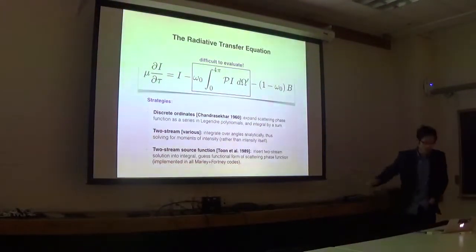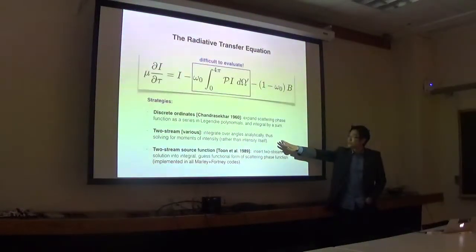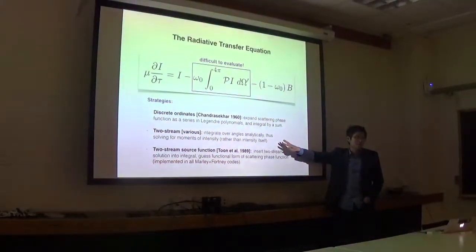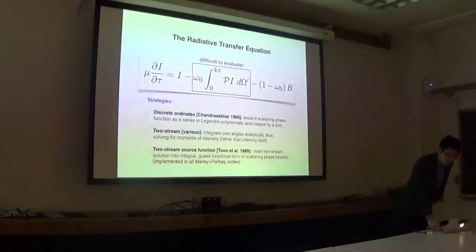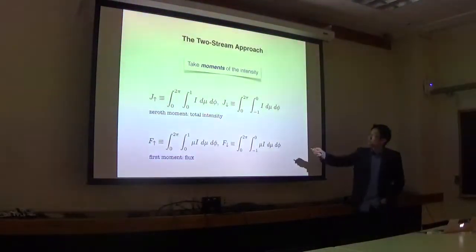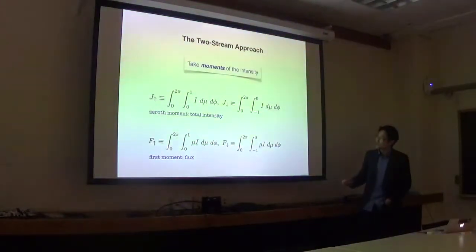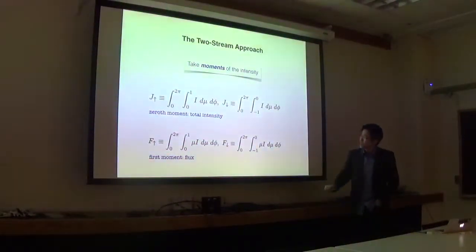So let's talk about two-stream. Remember, two-stream is instead of solving for the intensity, I would like to integrate over the angles. So I take moments of the intensity. What I mean by that is you take the intensity and you integrate over all angles, weighted by different powers of the cosine of the angle. So the 0th moment is the total intensity, and the first moment is the flux.